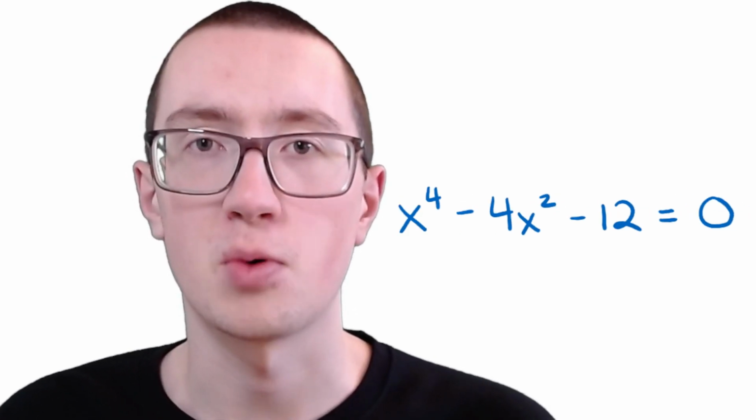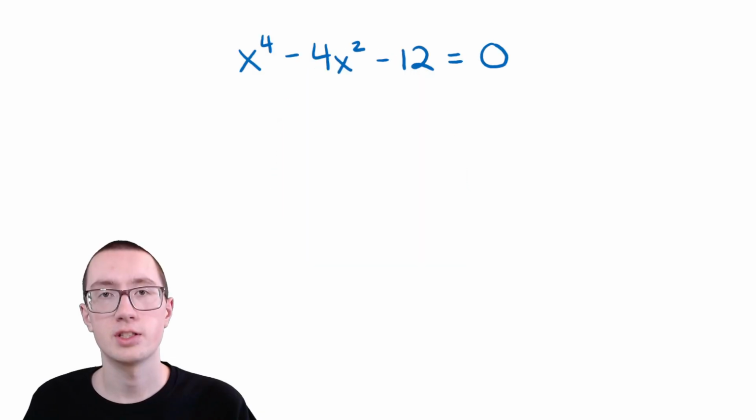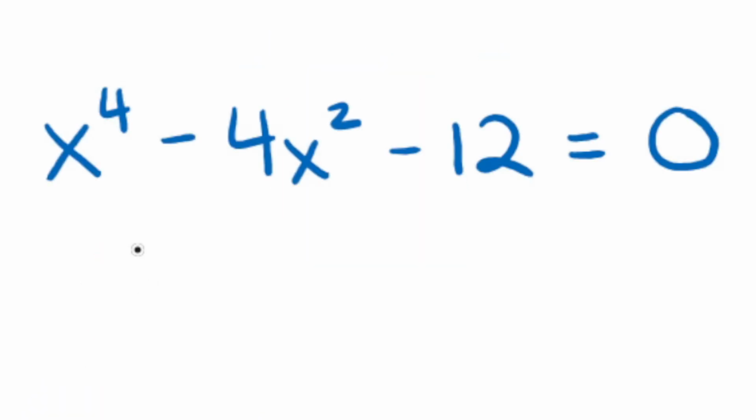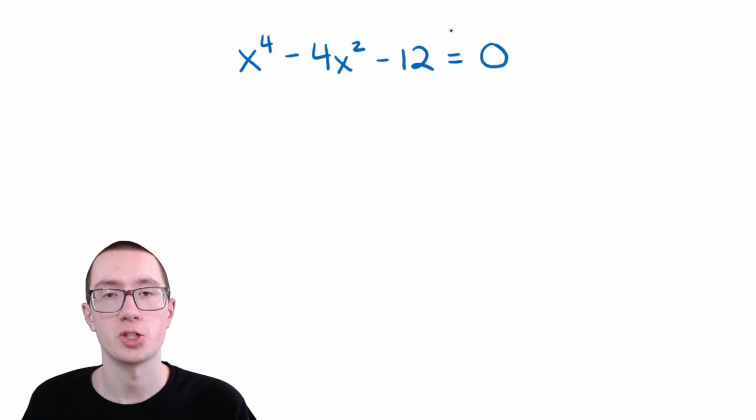How do you solve quadratic equations that don't look like quadratic equations? Well, you can use a method called substitution. All right, here's the example that we'll be doing in this video. We need to solve for x in this equation, and we need to do it by putting this equation into quadratic form.